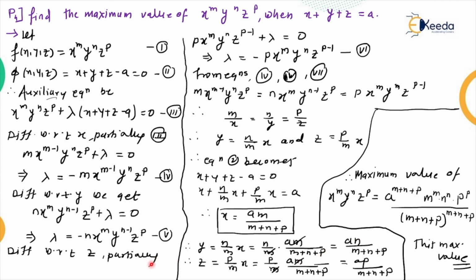This is all about Lagrange's undetermined multipliers. In this video we discussed completely how to find minima and maxima of a given function subject to a given condition. Understood, guys? Now it is sufficient for today, and we have completed Lagrange's method of undetermined multipliers.